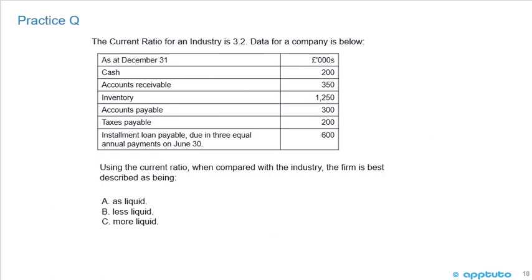So, a nice little practice question. The current ratio for an industry is 3.2. Data for a company is listed below as at December 31st in thousands of pounds. Cash, 200. Accounts receivable, 350. Inventory, 1250. Accounts payable, 300. Taxes payable, 200. Installment loan payable due in 3 equal annual payments on June 30th, 600. Using the current ratio when compared with the industry, the firm is best described as being as liquid, less liquid, or more liquid.